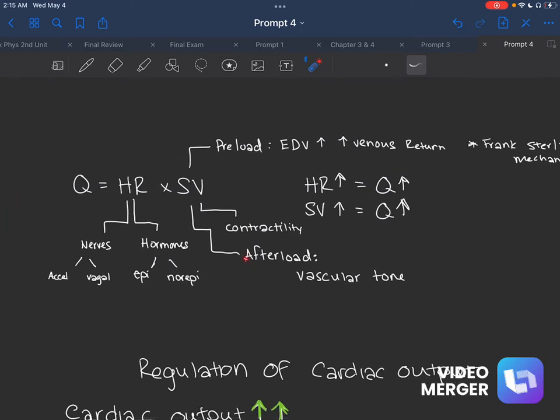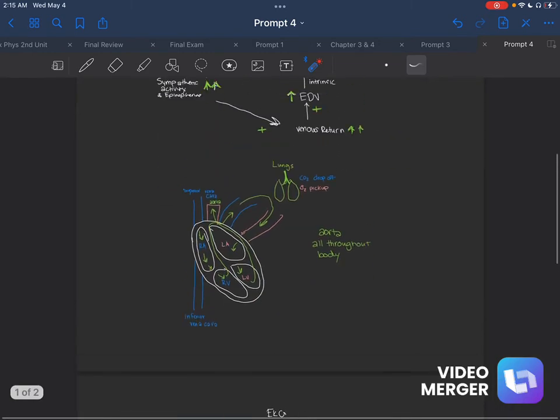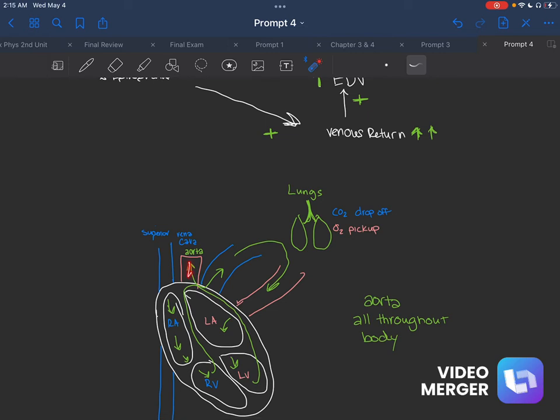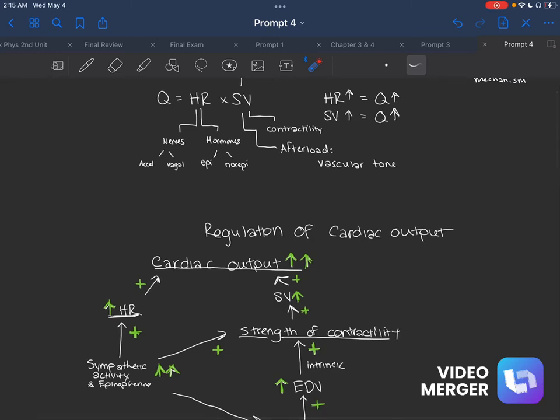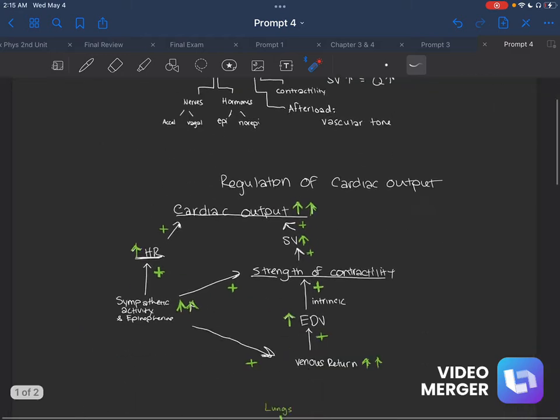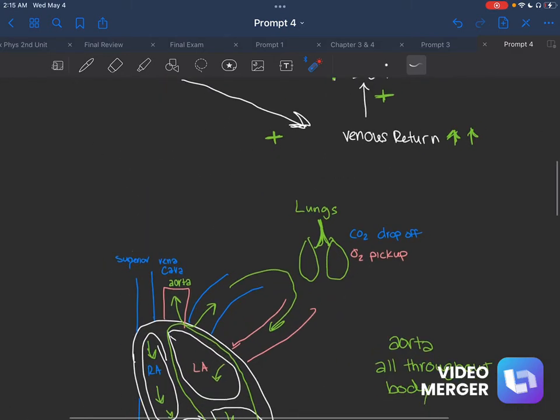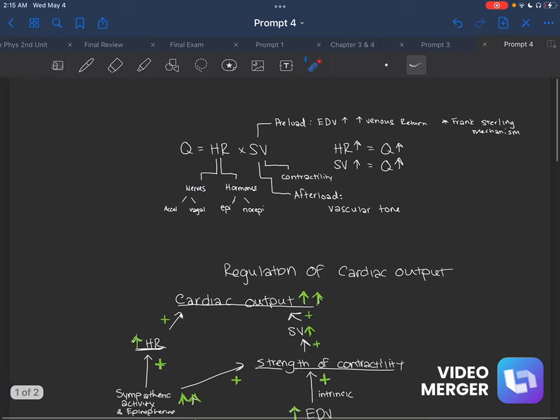And then we have afterload, which is just the back pressure that is being placed on the aorta. It's basically pressure that pushes against the valve. And the higher it is, the harder it is for blood to pump out of the heart. And this can be regulated by vascular tone. If we can dilate the blood vessels, we can decrease blood pressure out here and make the back pressure on the aorta lower.